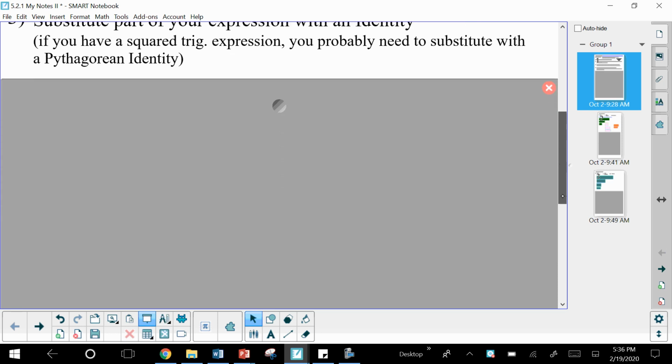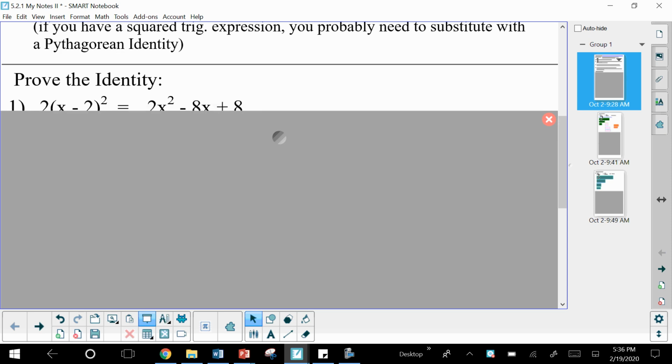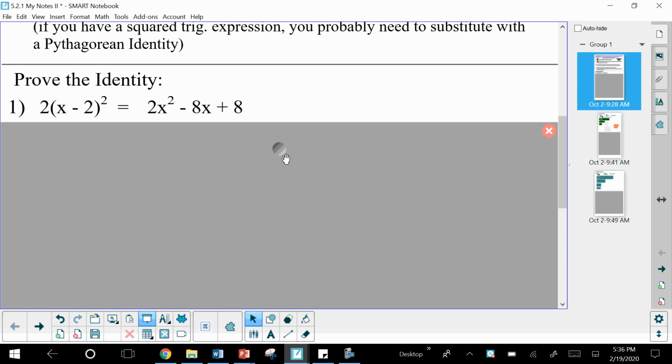Okay, so I'm going to start us off with a prove. So proving again means I'm going to make one side look like the other. So our first problem, we're going to actually do an algebraic proof.